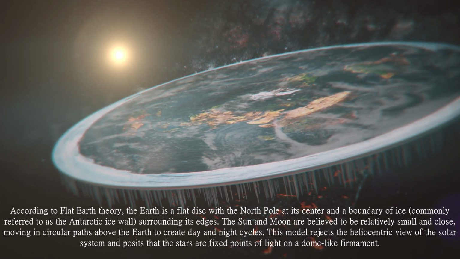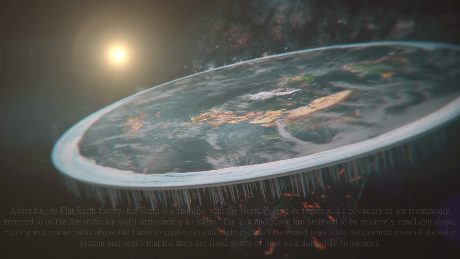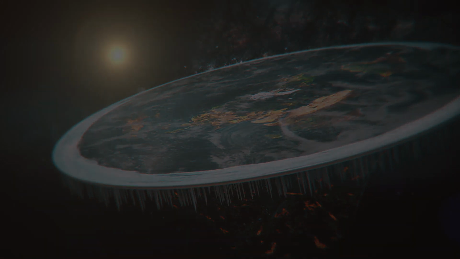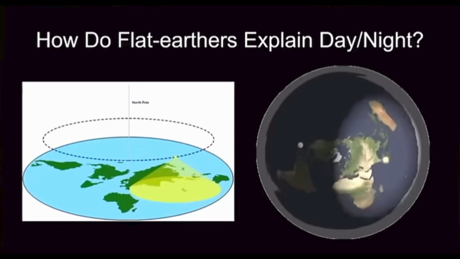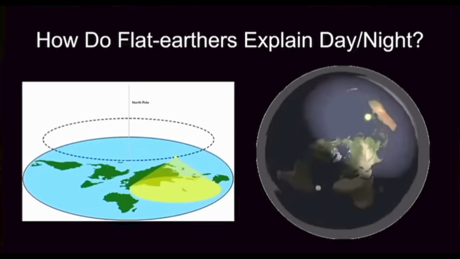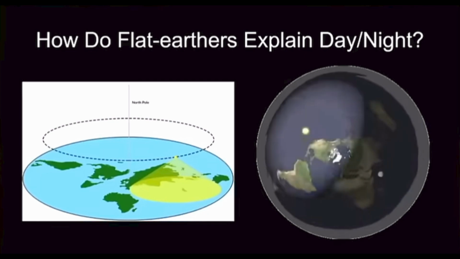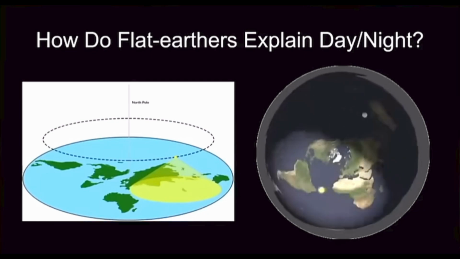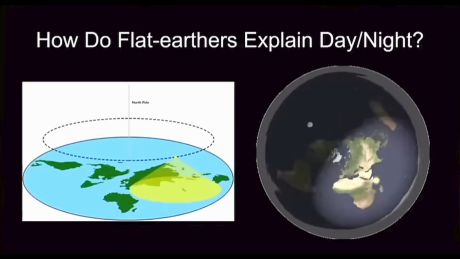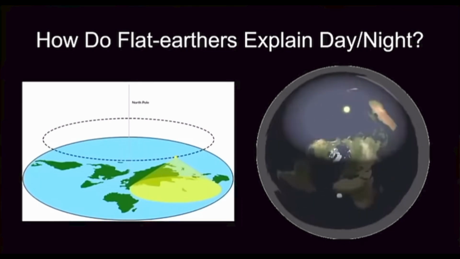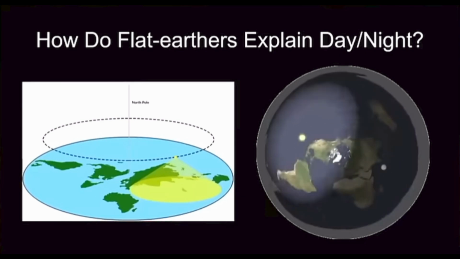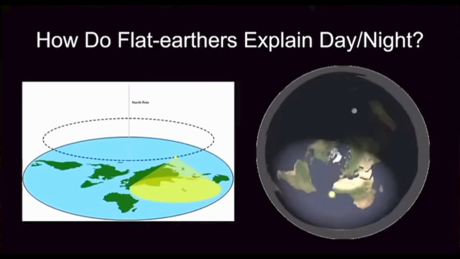on a dome-like firmament. The enduring appeal of the flat Earth theory can be partially understood through psychological lenses, including cognitive biases, distrust of authority, and the desire for unique identity. Flat Earth believers often experience cognitive dissonance, where conflicting information challenges their worldview. Confirmation bias leads them to seek out information that supports their beliefs while dismissing contradictory evidence.